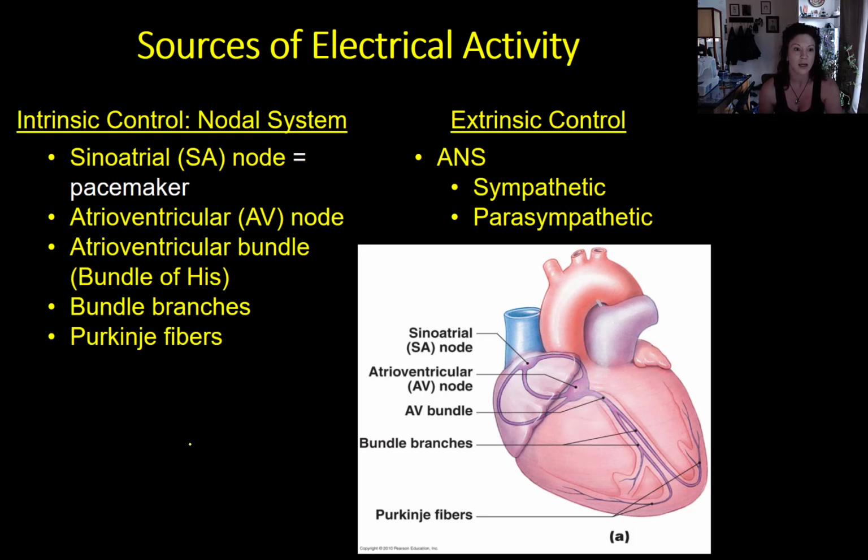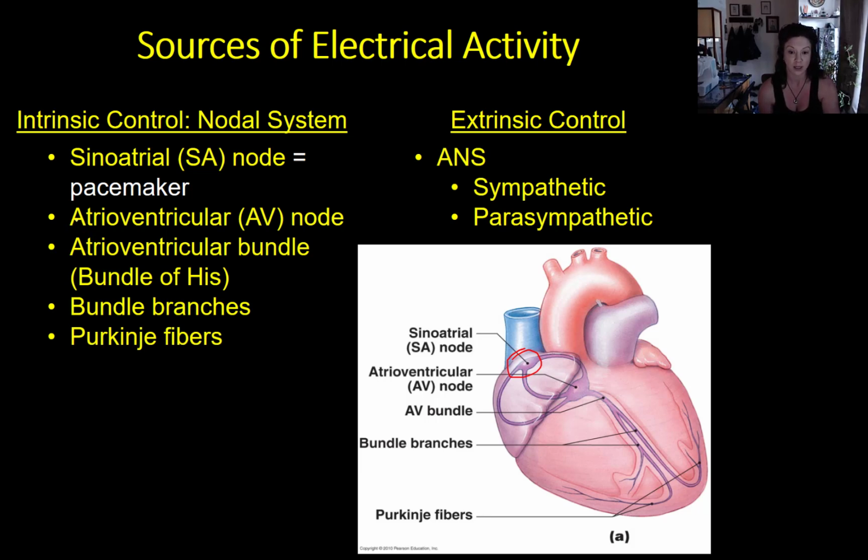Okay? Intrinsic control, we're going to talk about more on the next slide, but it's mediated by, first and foremost, something called the sinoatrial node, or the SA node. The sinoatrial node, you can see on the diagram right here, so notice it's in the right atria. It's the pacemaker for the heart. So electrical signals from this node is what dictates the pace of your heartbeat and keeps it regular.